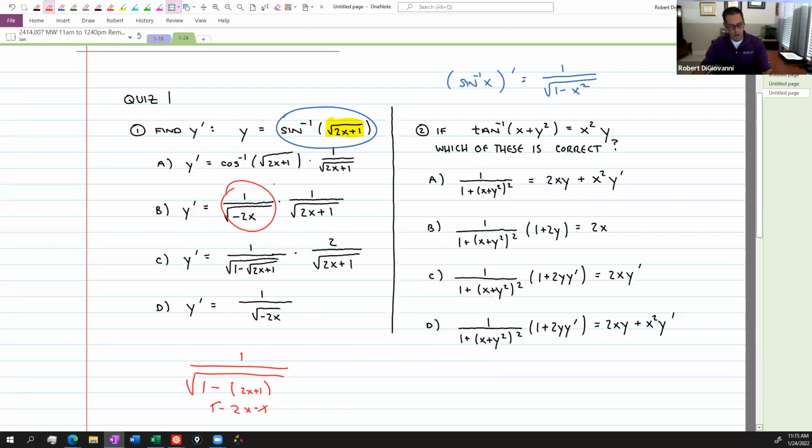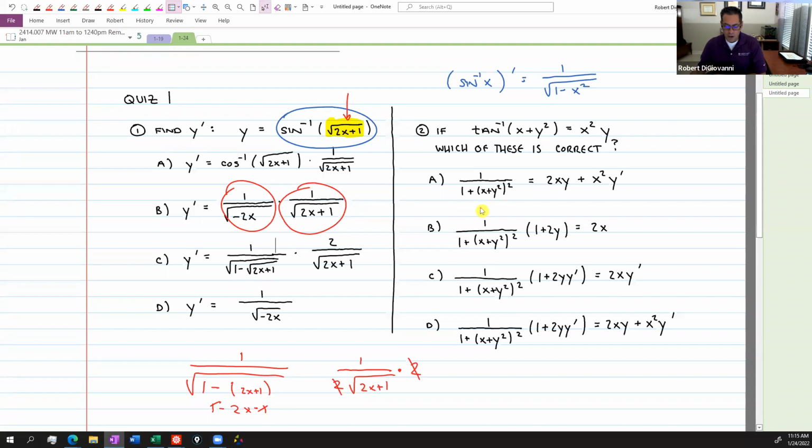So that's this part. But because of chain rule, you then have to take the derivative of what's in here. And the derivative of the square root of something is 1 over 2 times the square root of whatever was in there. And then chain rule continuing, multiply that times the derivative of what's inside, which is 2. And the 2's cancel. So that gives you that piece.